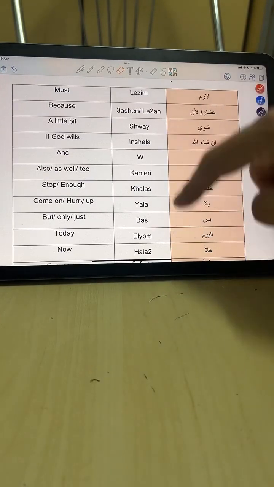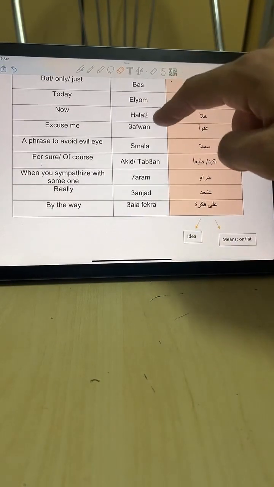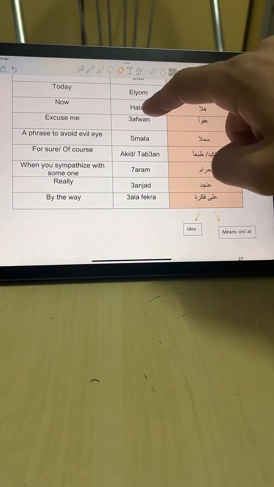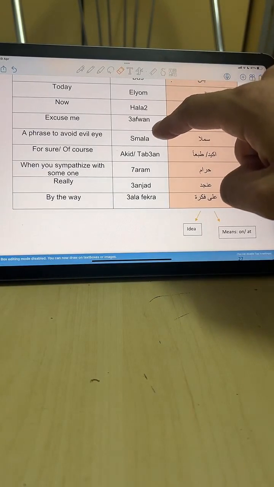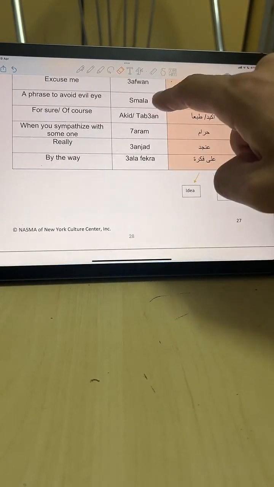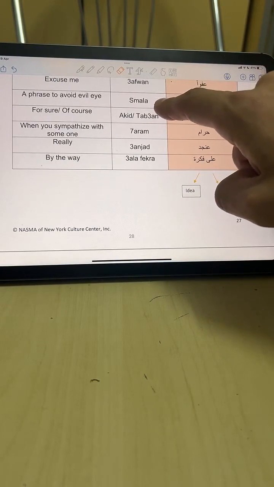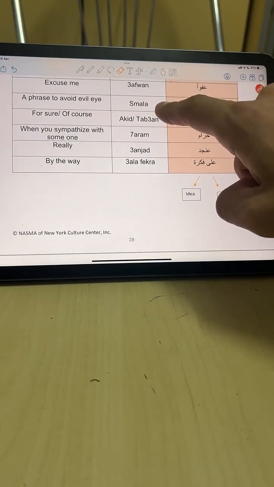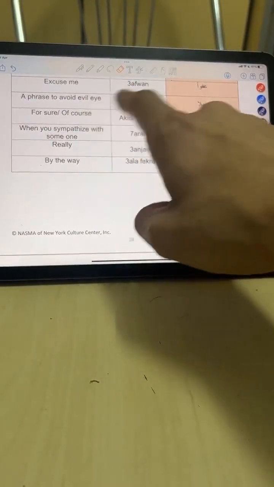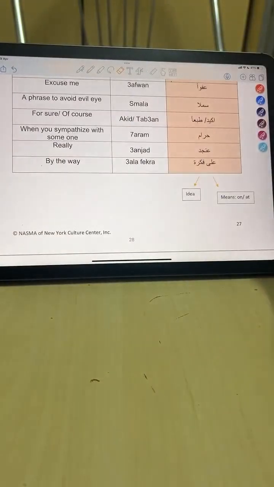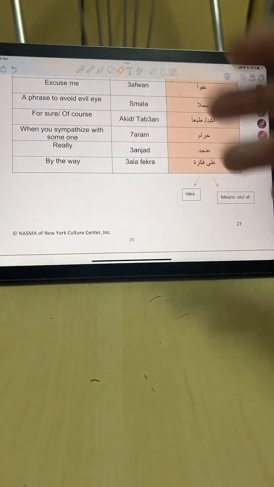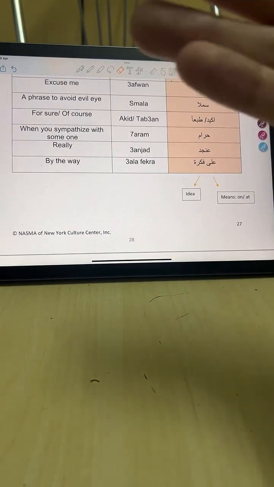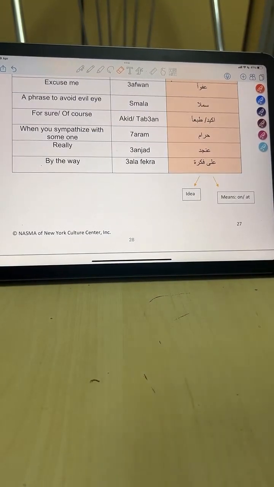Hello. اليوم means today. هلأ means now. عفواً means excuse me or sorry. سمالله, it's a phrase used to avoid the evil eye. It's a shortcut of اسم الله عليك. عليك if it's a guy, عليك if it's a woman. The full expression, it's Ism Allah alayk, the name of God on you. That's the literal translation. Alayk masculine, alayk feminine. It's to avoid the evil eye.